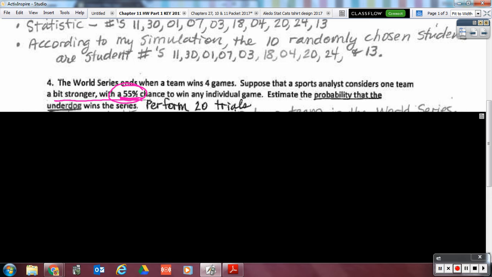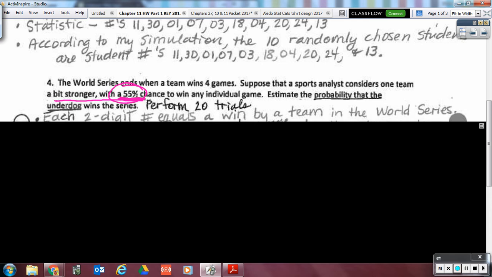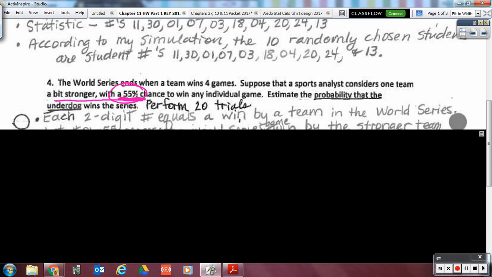But if you have percentages that go to the ones place, like 55%, then that has to be represented by 2 digits, because you have to have 55% of the values represent one item, and 45% represent the other item. So in this case I said let each 2-digit number equal a win by a team in the World Series, either the strong team, which will win 55% of the time, or the underdog, which would win 45% of the time.